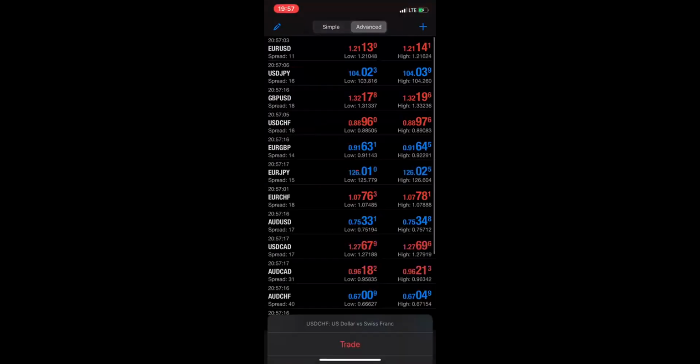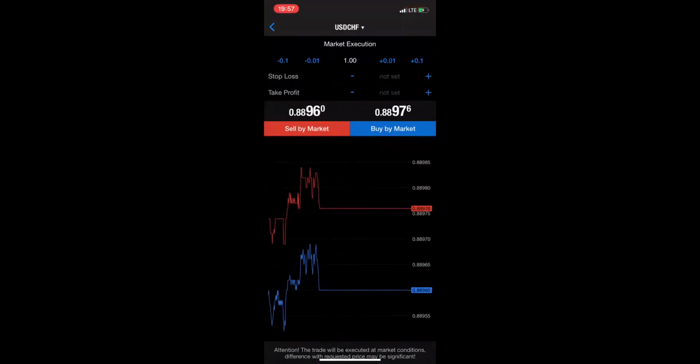So now, talking about our lot size. We have 3 different types of lot sizes, guys. We have the micro lot, the mini lot, and the standard lot. The micro lot is 0.01. The mini lot is 0.1. The standard lot is 1.